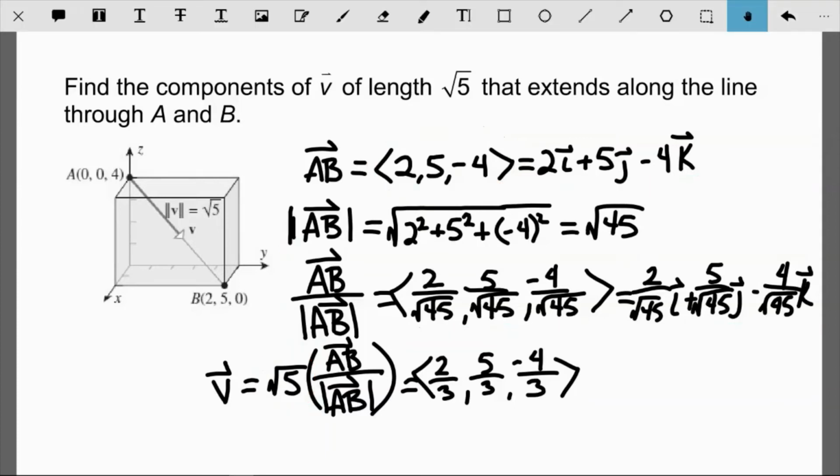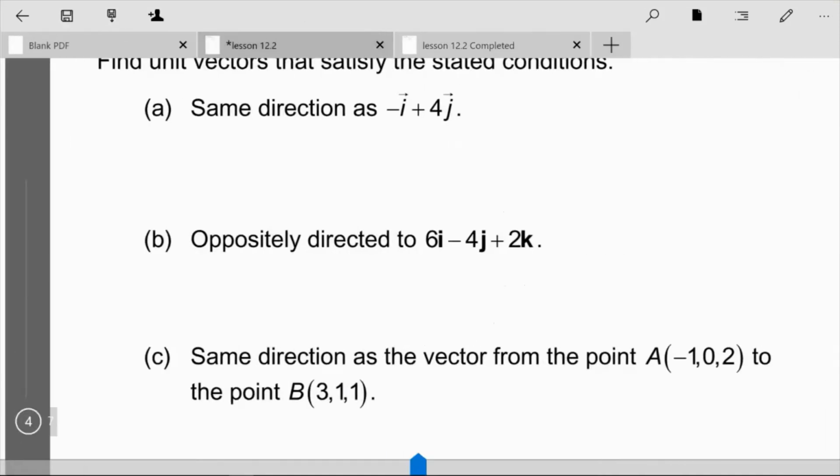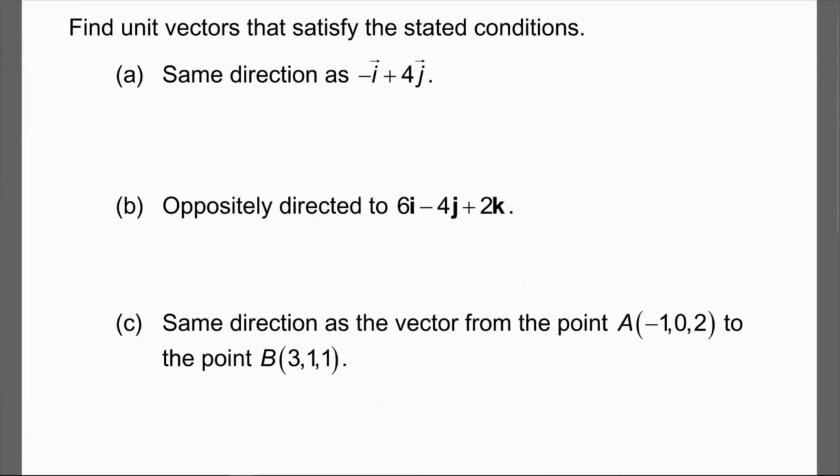Okay, so let me show you a couple more problems here that I want you to try. And it says, find unit vectors that satisfy the stated conditions. So we've got some given vectors here. We have negative i plus 4j. We have 6i minus 4j plus 2k. And then we also have a vector that goes from A to B. So for these three, they're asking you to find unit vectors that are described. So I want you to pause the video, and I want you to try to quickly solve those out. And then when you've got your solutions, you can unpause the video and check your answers.